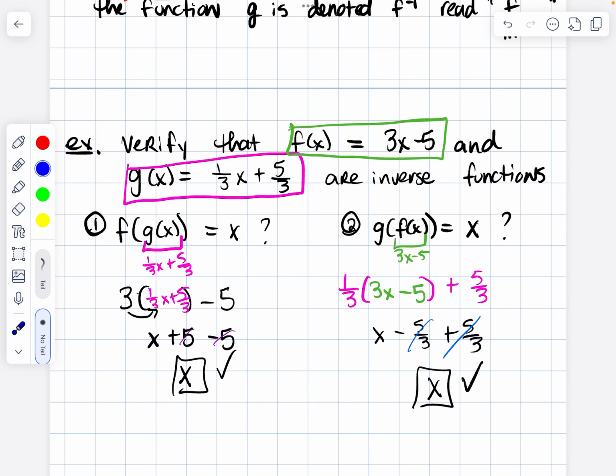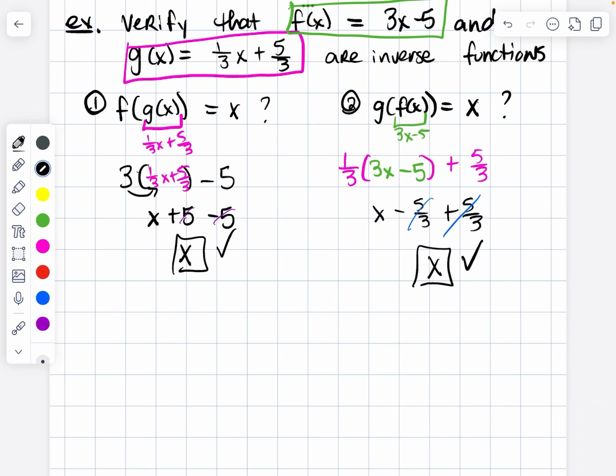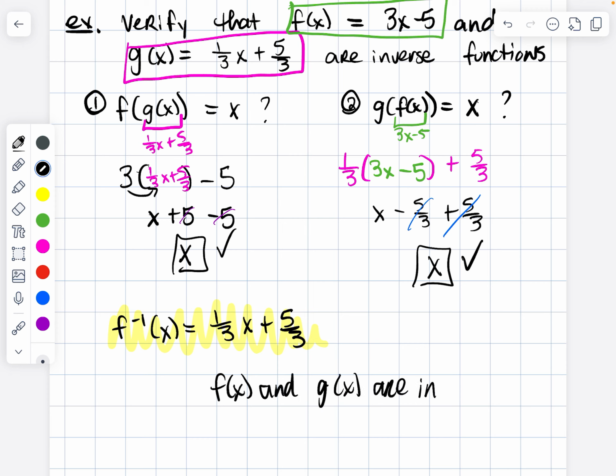So now we can write that g of x is actually now f inverse of x. What I mean is we can say that our f inverse of x is 1 over 3x plus 5 over 3. Now that we've shown f of x and g of x are inverses, here it is. And we would just write they are inverses. So f of x and g of x are inverses.